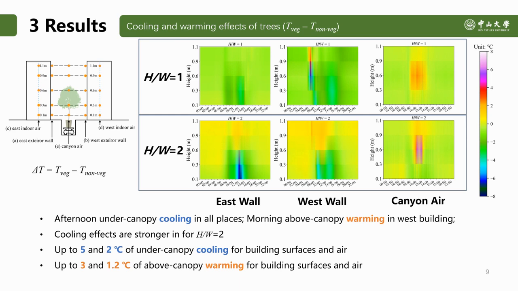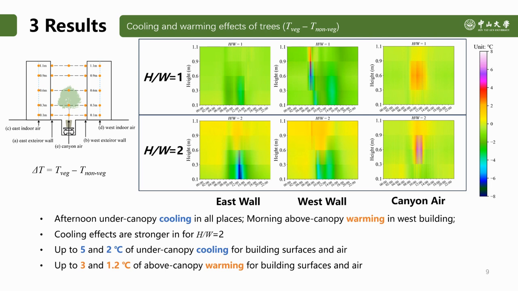Here are some of the example results. By subtracting the temperature of non-vegetative canyons from vegetative ones, we can get the cooling effects of trees. The results of east wall, west wall, and canyon area of aspect ratio 1 and 2 are shown here. In each subplot, the x-axis is the time of the day, and the y-axis is the height from the ground.